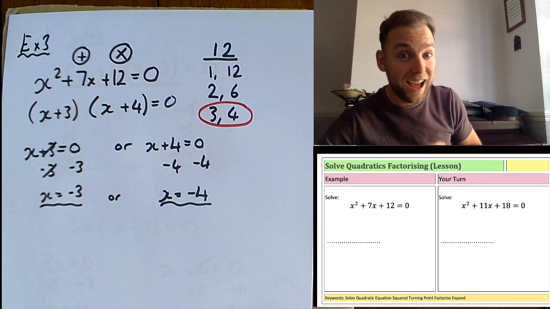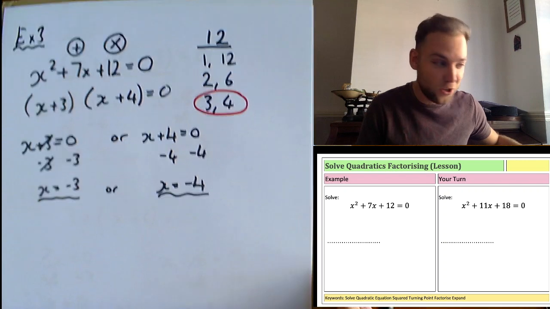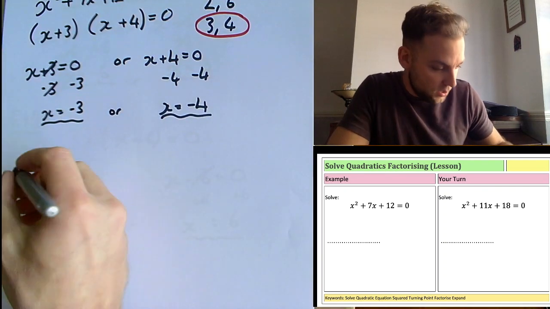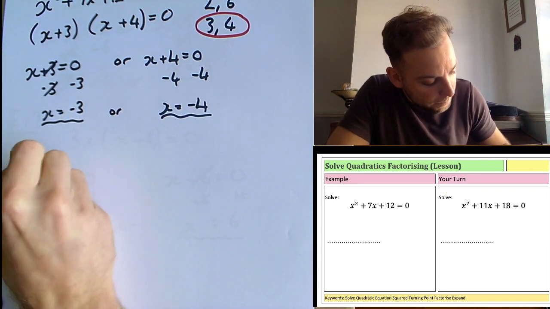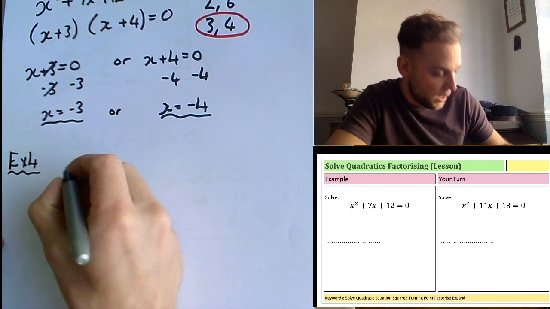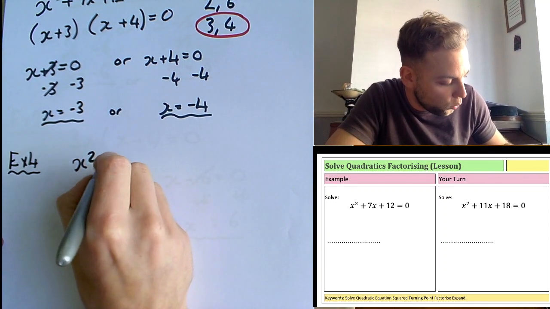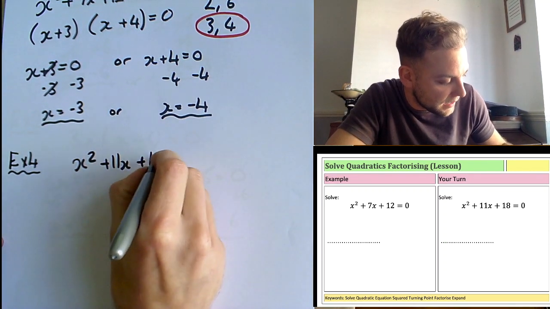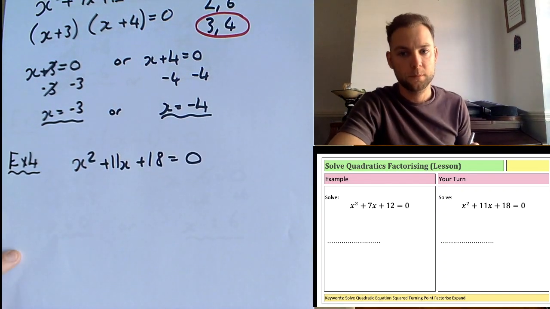Okay, hopefully you did have a go at that, because remember, the only way to learn maths is to do it. So, I will go through this one. Example 4. Here I've got x squared plus 11x plus 18 is equal to 0.